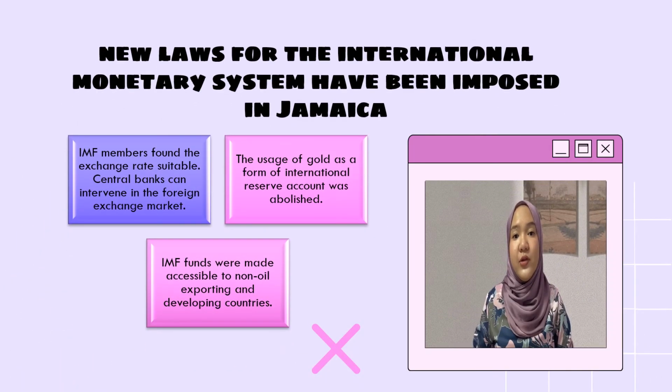Now I'll proceed to the new rules for the international monetary system that have been imposed in Jamaica. The first one is that the International Monetary Fund found the exchange rate is suitable. Central banks can intervene in the foreign exchange market. The second one is that the usage of gold as a form of international reserve account was fully abolished. The last one is that IMF funds were made accessible to non-oil exporting and developing countries.